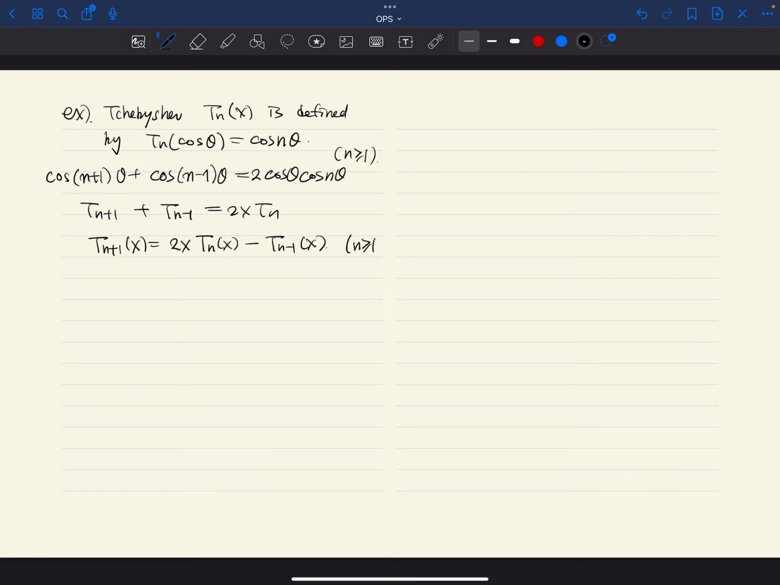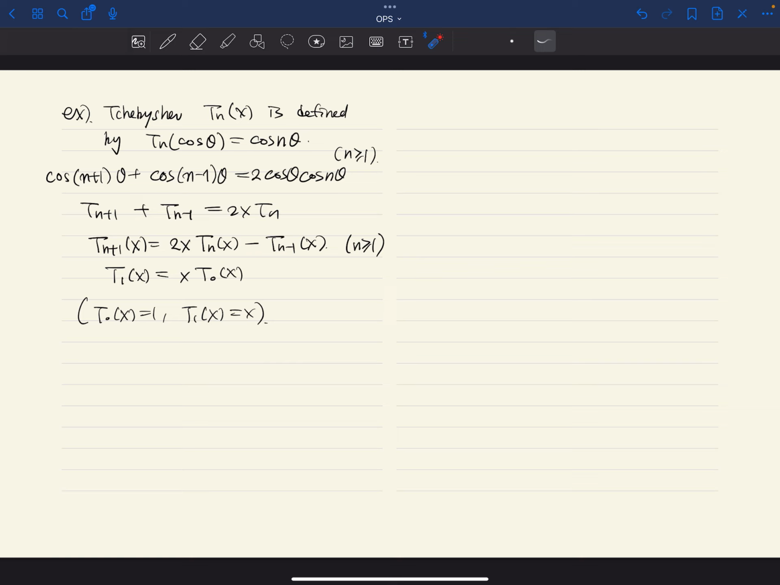But for n equals 0, T1(x) equals x T0(x), because T0(x) is 1 and T1(x) is x.